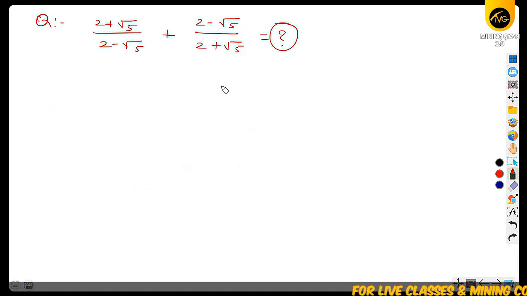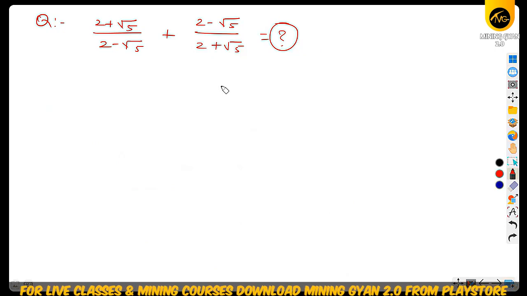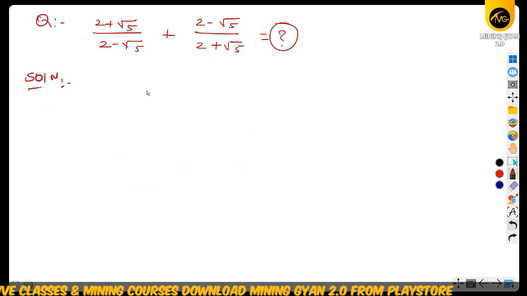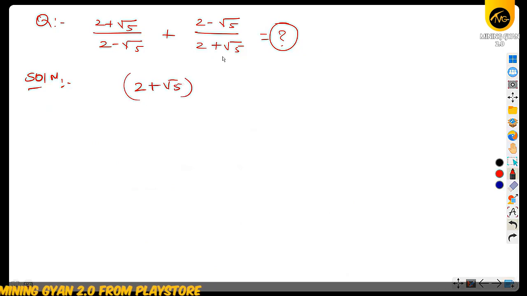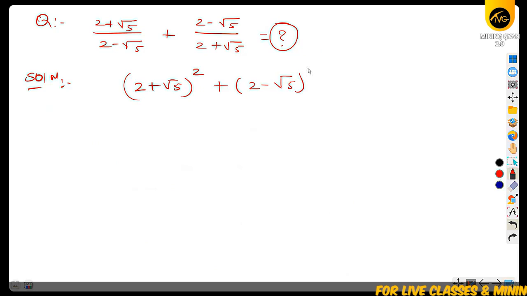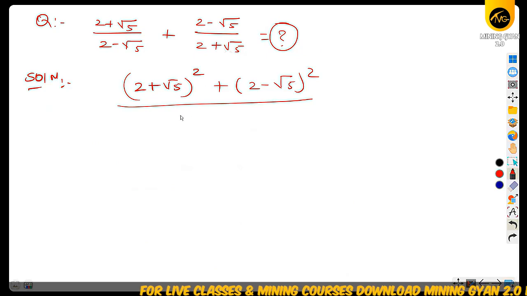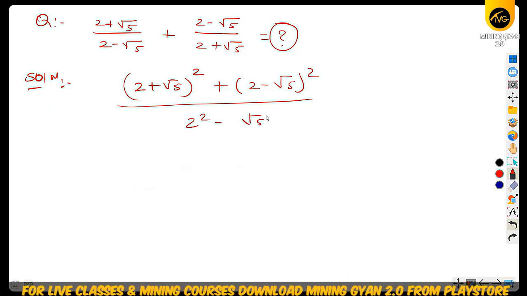Especially in algebra, if you do the cross multiplication, then just compare with formulas like a square plus b square or a square minus b square. It just converts into a formula-based expression. Suppose you do the cross multiplication of this expression: 2 plus root 5 and 2 plus root 5, that means a square value, plus again (2 minus root 5) whole square, and the whole divided by 2 square minus root 5 square, right?